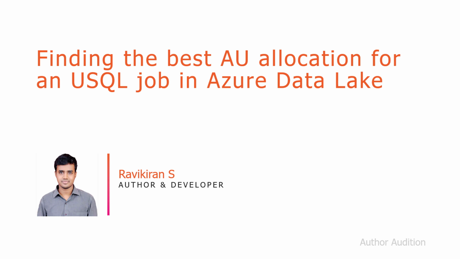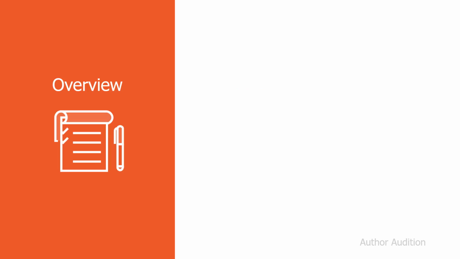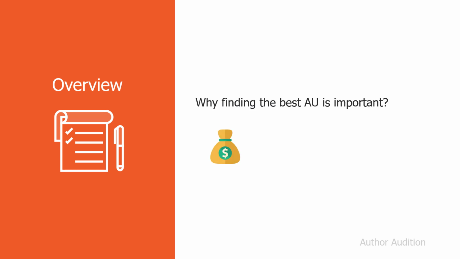And in this video, I will talk about finding the best analytic unit allocation, or AU, for your U-SQL job in Azure Data Lake. In the world of Azure Data Lake, to execute the job faster, you may throw more resources or AUs at your job, but that could result in very inefficient AU usage and could stretch you a little financially. To optimize the AU usage, you could allocate only a few AUs, but then your jobs will be running forever and never seem to complete within the timeline.